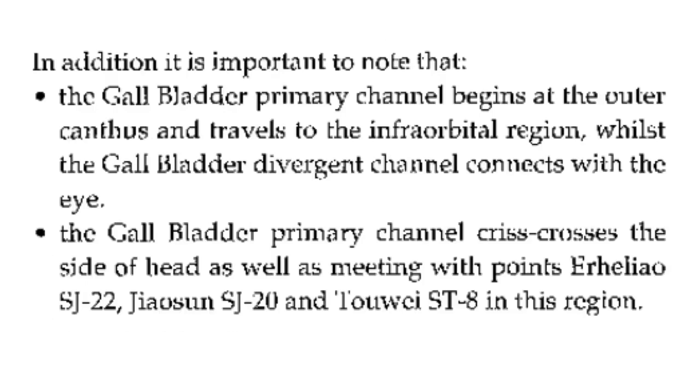In addition, it is important to note that the gallbladder primary channel begins at the outer canthus and travels to the infraorbital region, whilst the gallbladder divergent channel connects with the eye. The gallbladder primary channel crisscrosses the side of the head as well as meeting with points Sanjiao 22, Sanjiao 20, and stomach 8 in this region.